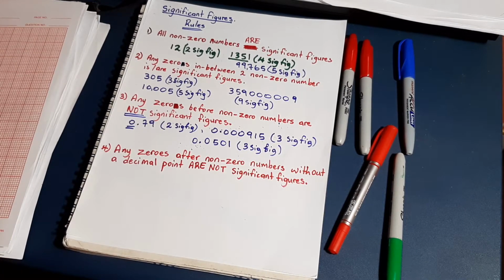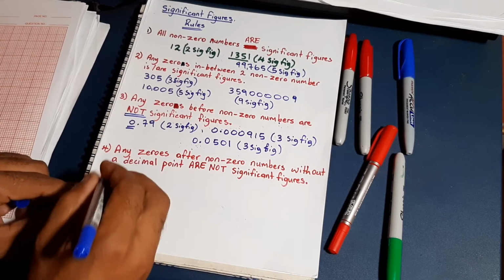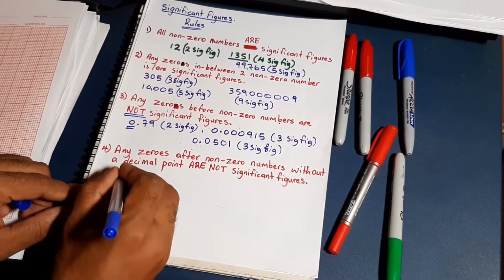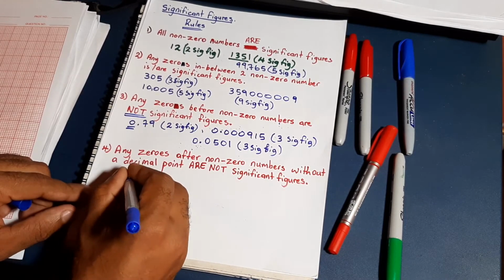Now let's move on to rule number 4. Rule number 4 states that any zeros after non-zero numbers without a decimal point are not significant figures. Now what does that mean? For example, let's say we had 500.